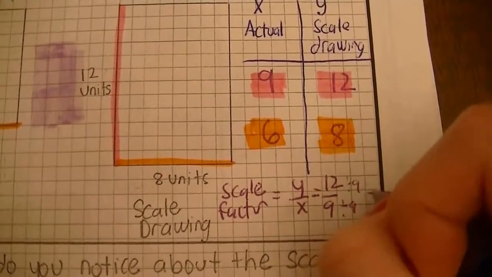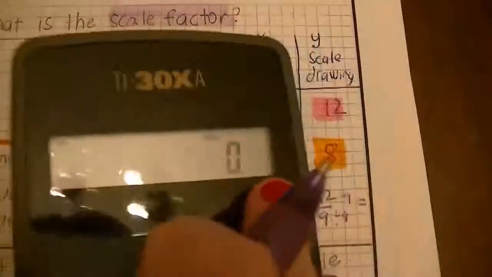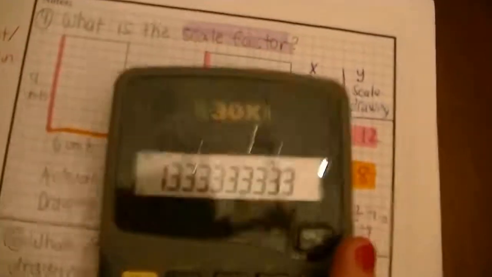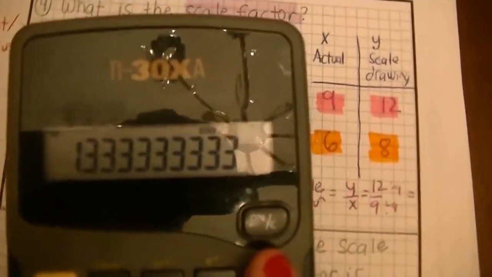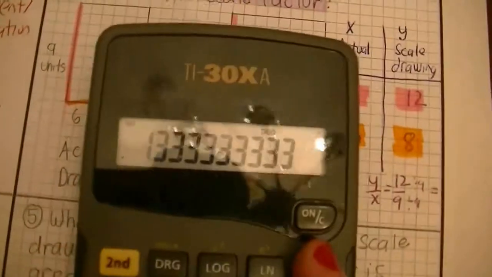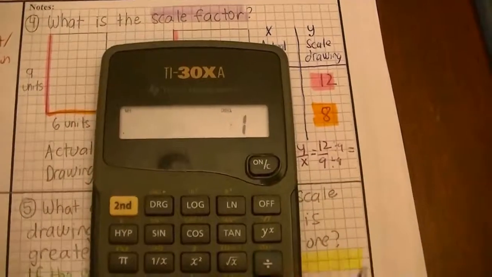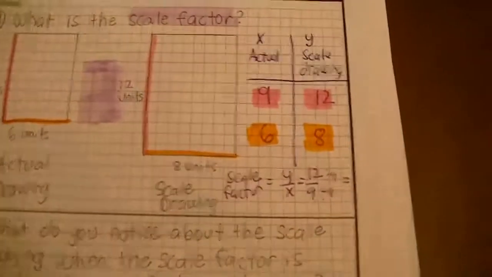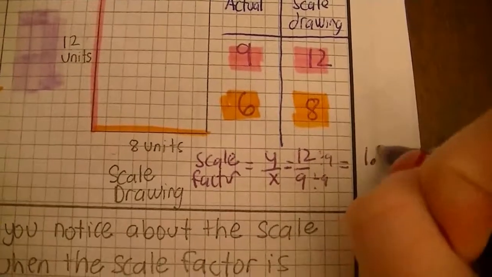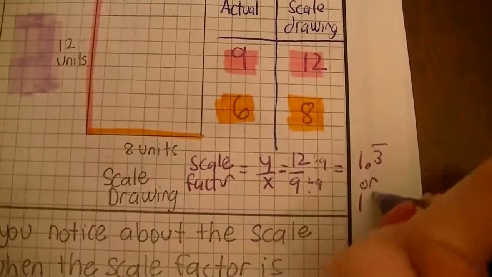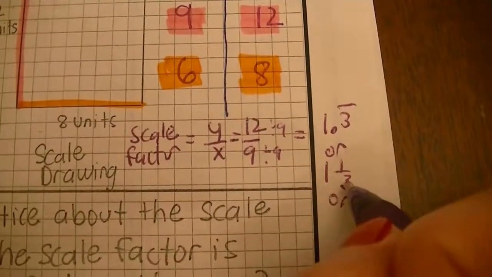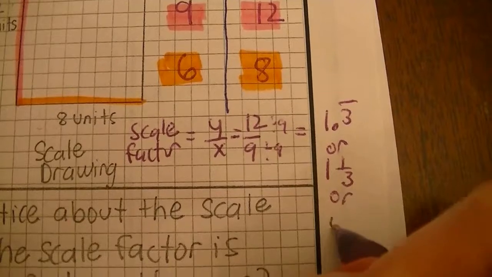So divide by 9, divide by 9. And when I go 12 divided by 9, oops, I get 1.333 repeating. So that's really 1 1/3, okay? Because 0.3 repeating is 1/3. Okay, so since there was a 1 right there, it's 1 1/3. Or you could also turn that mixed number into an improper fraction and get 4/3.